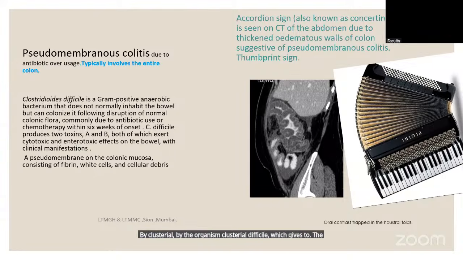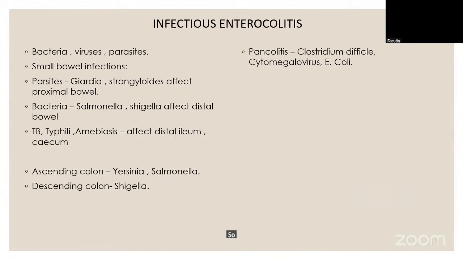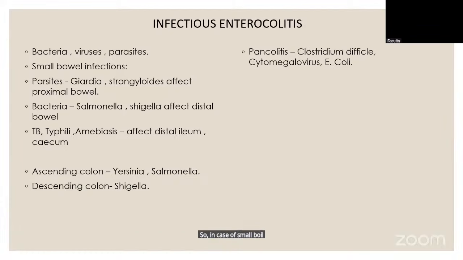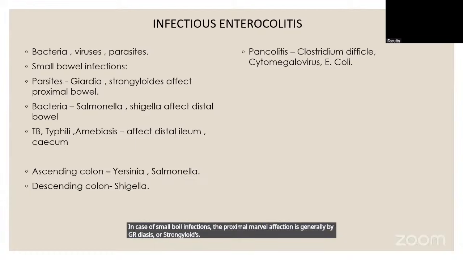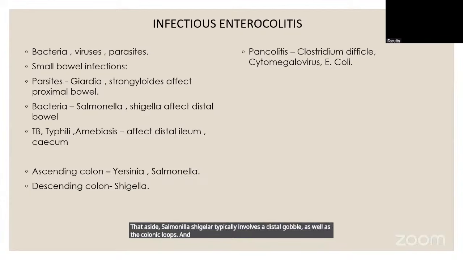the pattern of enterocolitis. So infectious colitis, where it can be involved by bacteria, viruses, or parasites. In case of small bowel infections, the proximal bowel affection is generally by Giardiasis or Strongyloides parasite. Salmonella and Shigella typically involve the distal bowel as well as the colonic loops. And whenever there is a pancolitis, think of Clostridium difficile, cytomegalovirus, or E. coli.